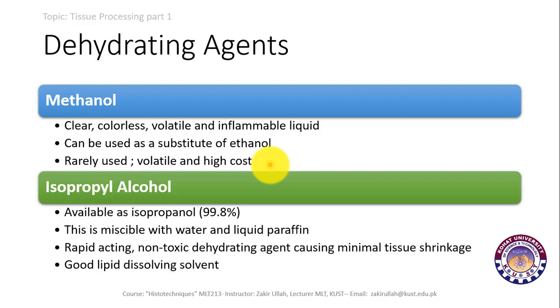Isopropyl alcohol is available as 99.8% isopropyl alcohol and it is miscible with water and liquid paraffin. Isopropyl alcohol is a rapid reacting compound. It is a non-toxic dehydrating agent and the tissue shrinkage in the case of isopropyl alcohol is very minimal. This isopropyl alcohol is a good lipid dissolving solvent.